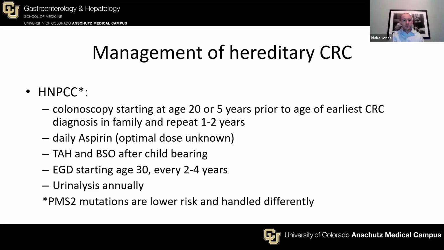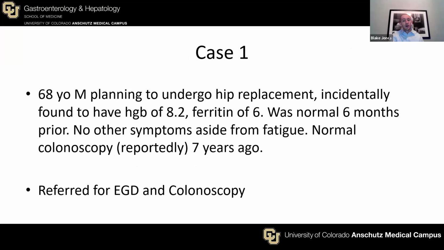Women will get a hysterectomy and an oophorectomy after they're done with childbearing. These patients should get EGDs as well, starting at age 30, and then because of the risk of bladder and urinary cancer in general, they should get a urinalysis annually. I'll note that the lower penetrance mutations like PMS2, they don't get as frequent colonoscopies or EGDs. All right, so that is pretty much everything you need to know about, I think, increased risk of colorectal cancer.